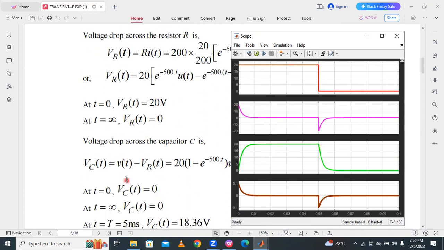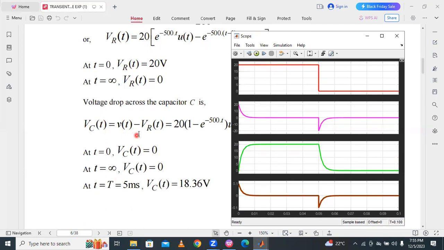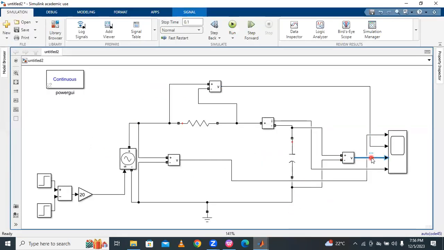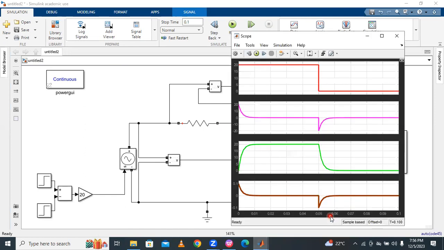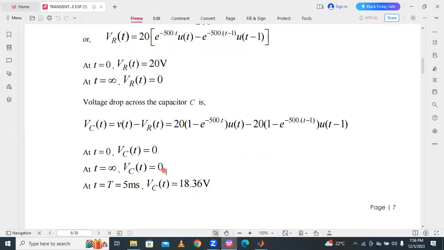Then next, what is the voltage across the capacitor? Vc of t. Vc of t is exponentially increasing. Okay, at t is equal to 0, Vc of t is equal to 0. At t is equal to infinity, then where is the voltage across the capacitor? The capacitor is nothing but the third plot. So open the third plot. At t is equal to 0, the capacitor voltage is equal to 0. At t is equal to infinity, that is the steady state time, the capacitor voltage increases exponentially. At t is equal to infinity, here 20 volts.